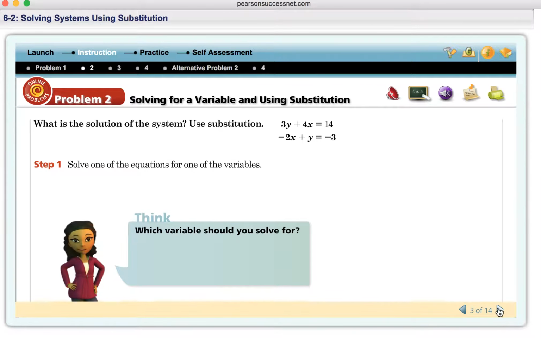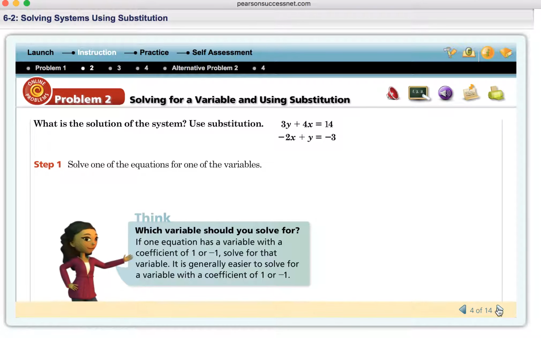Which variable should you solve for? Well, she's going to tell you in a second, but this y is already by itself, so it'd be really easy just to add 2x to both sides, and then you'd know what y was equal to. If one equation has a variable with a coefficient of 1 or negative 1, solve for that variable. It is generally easier to solve for a variable with a coefficient of 1 or negative 1.